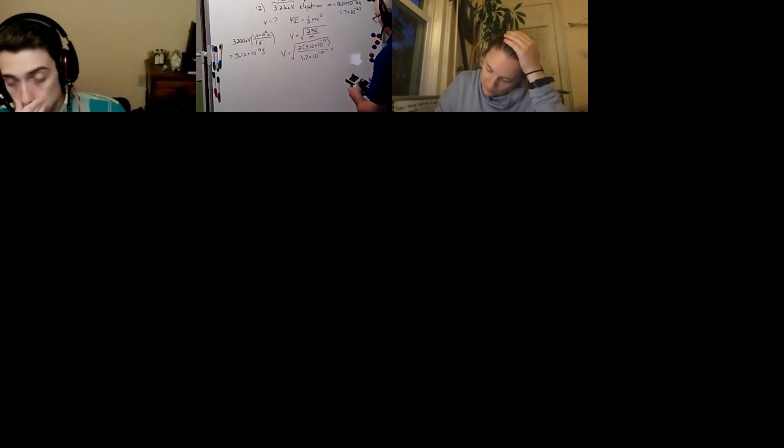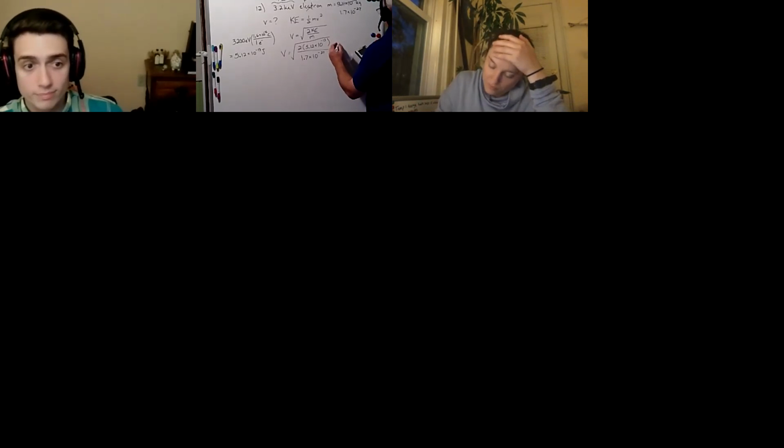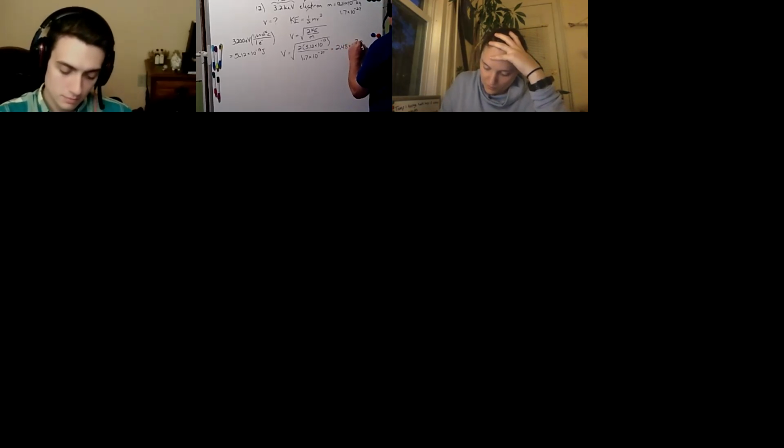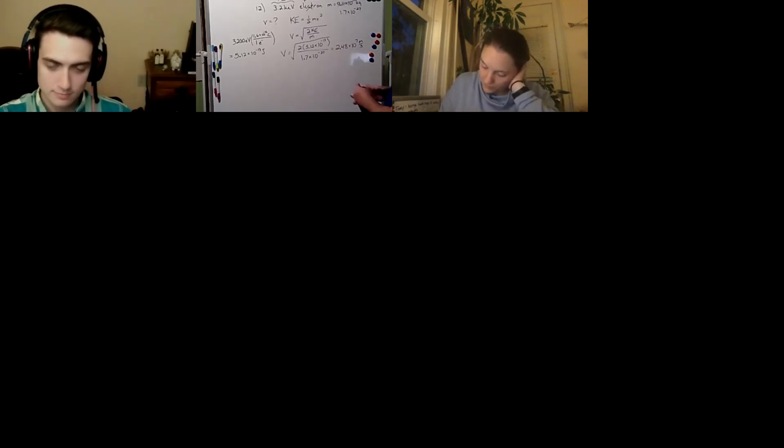Yeah, that works. So 2.448 times 10 to the 6.7. The speed of light is 3 times 10 to the 8, and it's not possible for anything with mass to go faster than that. So that's a pretty fast proton.